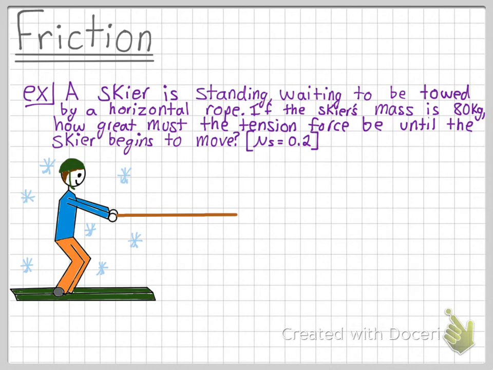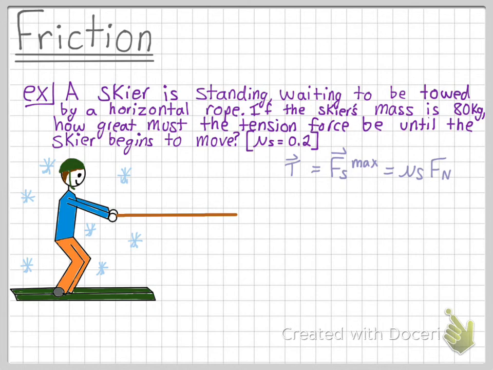So here's our skier with the horizontal rope, and we know that the skier is just starting to move, so the tension force is going to equal the maximum static friction force, which is equal to the coefficient of static friction multiplied by the normal force. We already are given the coefficient of static friction, so we must find the normal force.